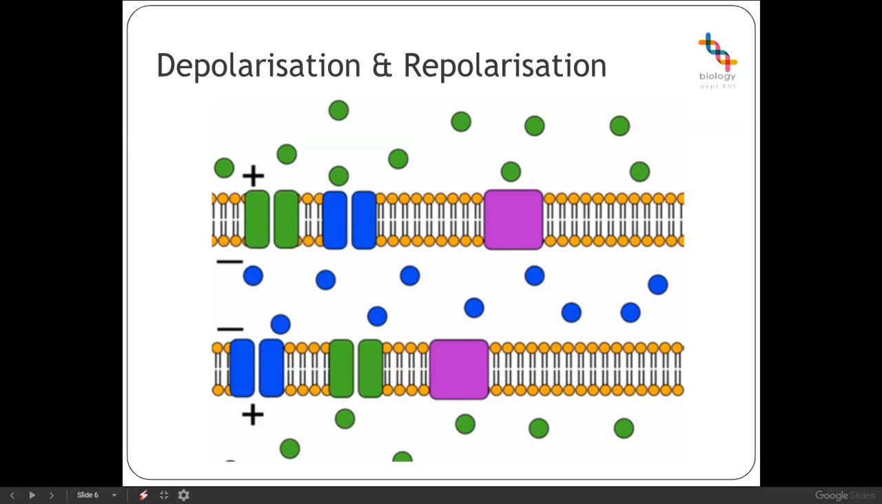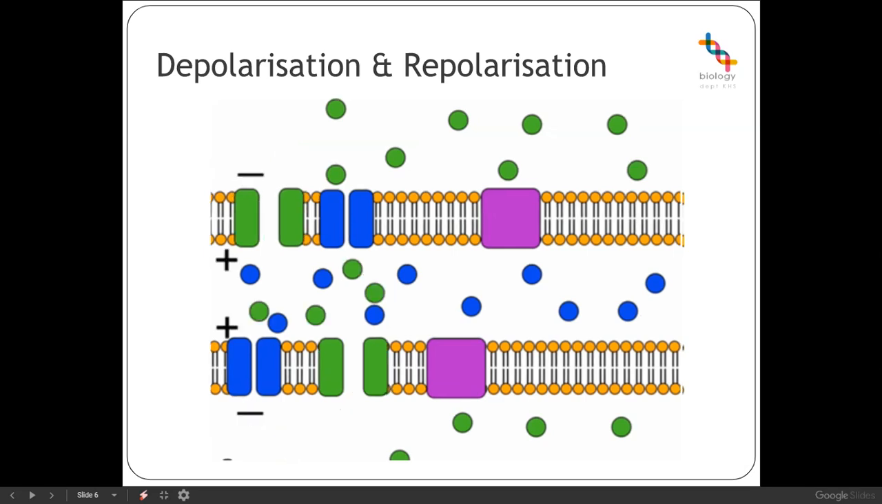If we wind up with sufficient ion movement, that triggers the opening of voltage-gated sodium channels. So here our sodium channels have opened up, and we're starting to see the movement of our sodium ions going down their electrochemical gradient, and that leads to a rapid and large change in the membrane potential. So the interior of the membrane now has a positive charge, and the exterior of the membrane now has a negative charge, and that's referred to as depolarization.